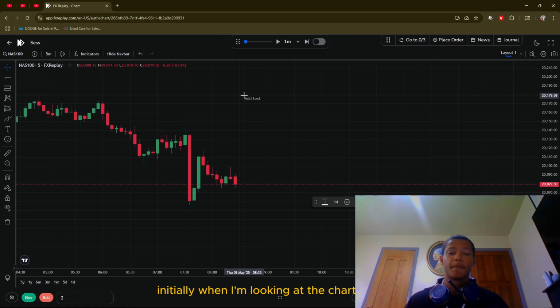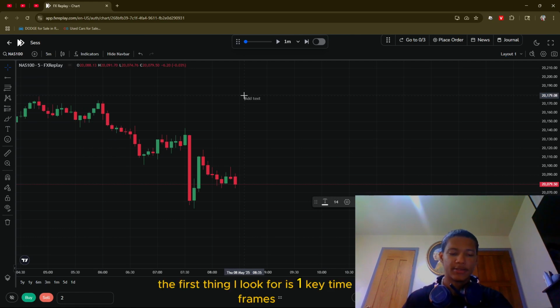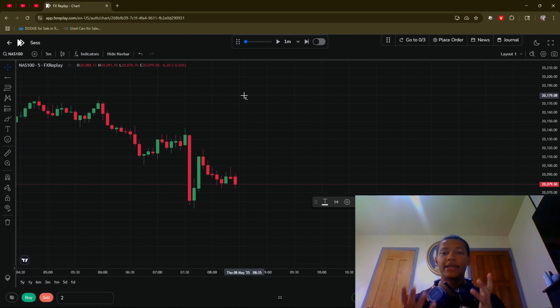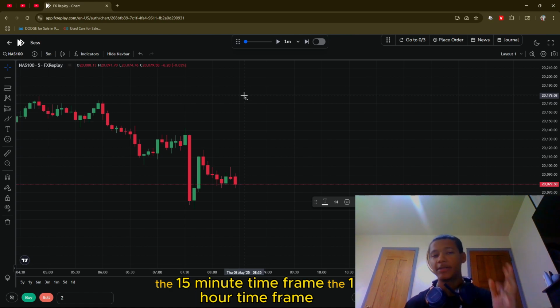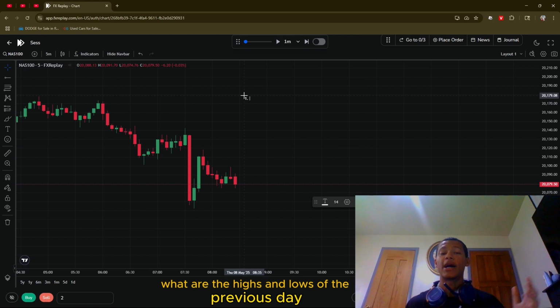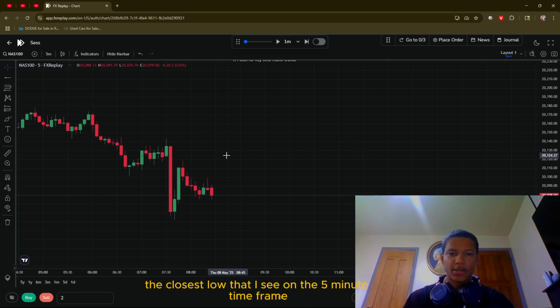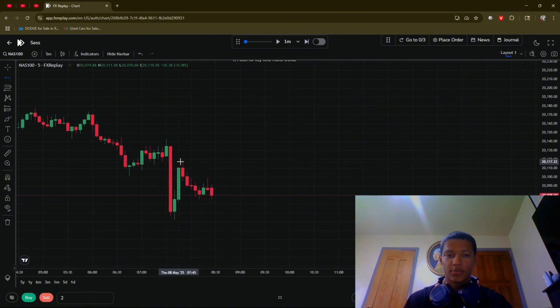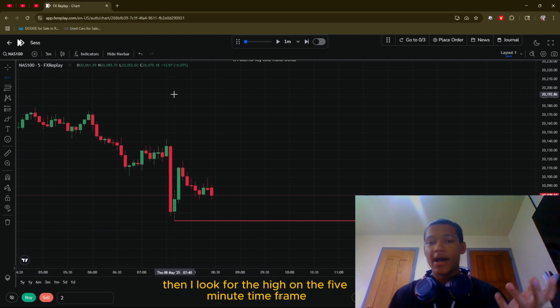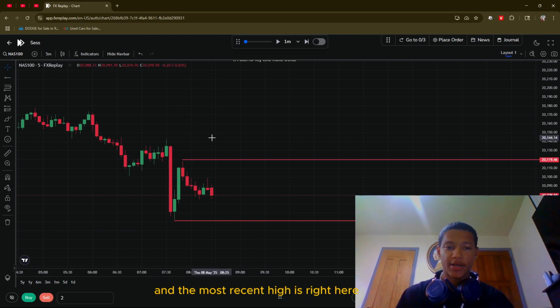Initially, when I'm looking at the chart, the first thing I look for is one, key time frame trends. So essentially, I'm looking for what are the highs and lows of the 5 minute time frame, the 15-minute time frame, the 1 hour time frame, and then what are the highs and lows of the previous day. The closest low that I see on the 5 minute time frame that hasn't been knocked out already, because this would be a low, but it's been knocked out, is right around here. Then I look for the high on the 5 minute time frame, and the most recent high is right here.